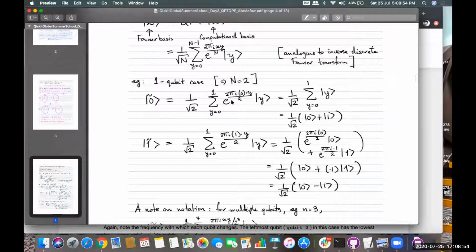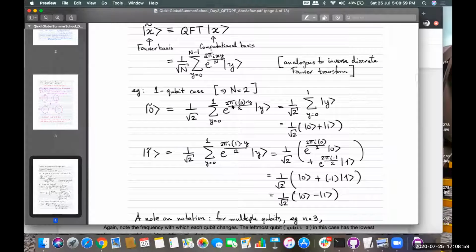This is basically the generalized formula. Here we put the value of x, which will be 2 pi i 0, y over 2, ket of y. Since x is 0, this term becomes 1. If we equate this, that gives us 1 by root 2 summation of y equal to 0 to 1, ket of y. Further, ket of y is a normal quantum state, so the state can be given as 1 by root 2, ket of 0 plus ket of 1.